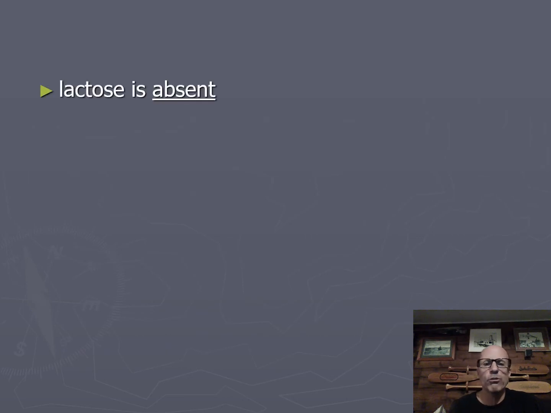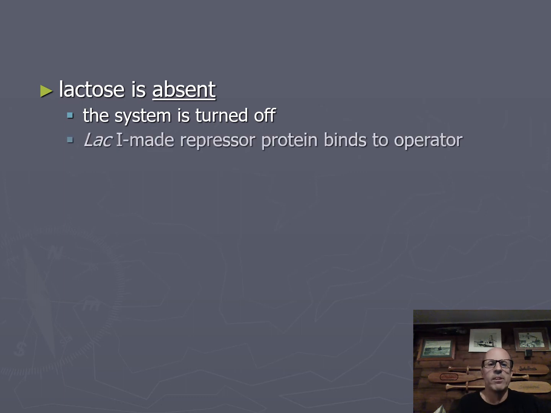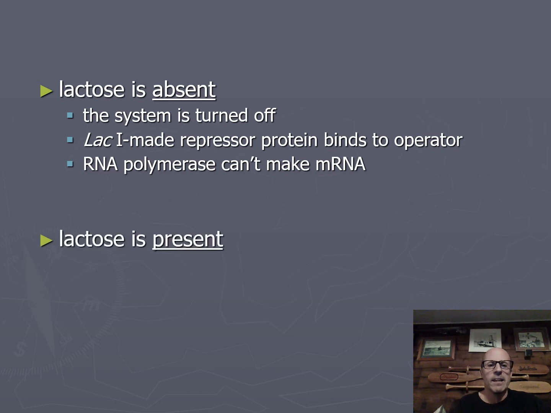So let's look at the situation where lactose is not present in big amounts. And what that means is the bacteria doesn't want to break that down because it's already in short supply. So it's protecting what it's got inside. In this case, the system needs to be turned off. The lacI made repressor protein binds to the operator. RNA polymerase cannot make messenger RNA, and therefore the lactase does not get produced to break down lactose.